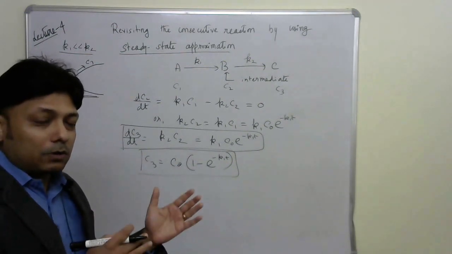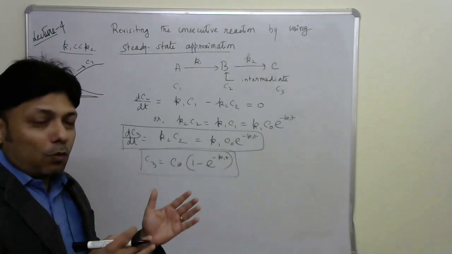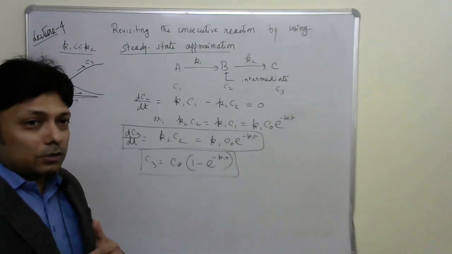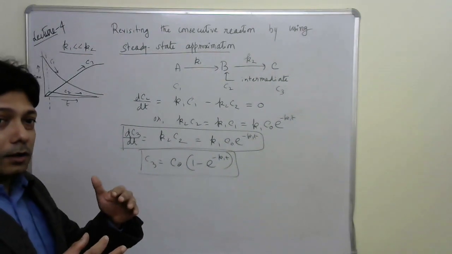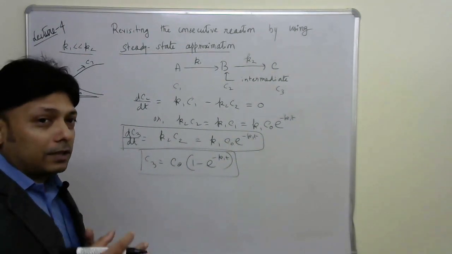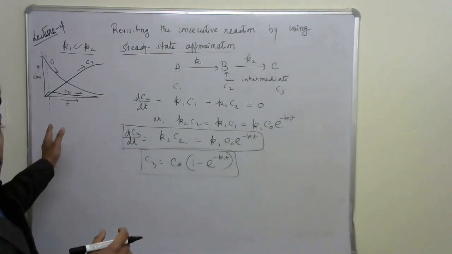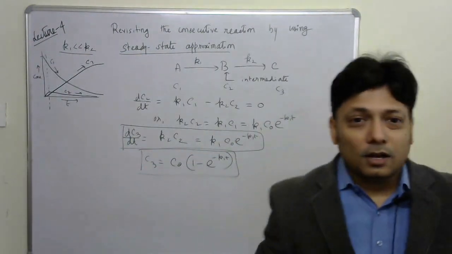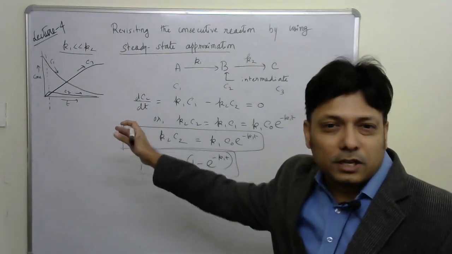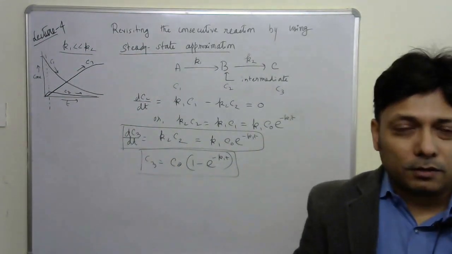So as I explained to you last time, when K1 is much greater than K2, the entire kinetics is dictated by the second step. So the graphical representation actually reflected that. And here also the graphical representation reflected that the chemical reaction is essentially governed by the first step.